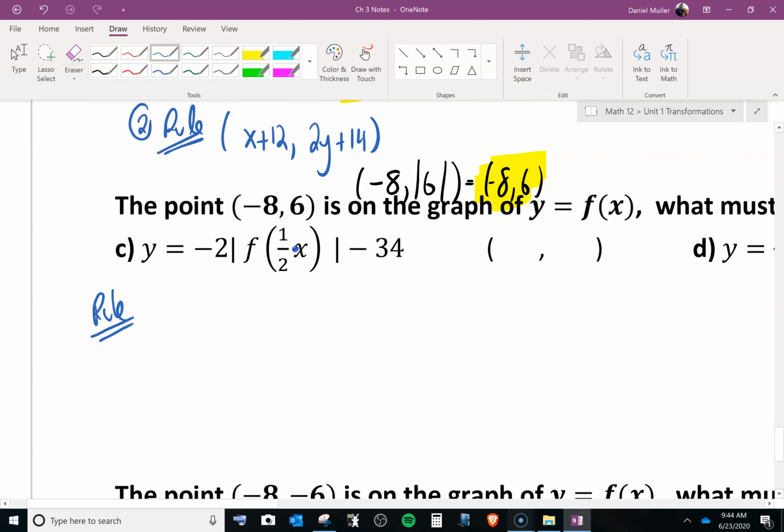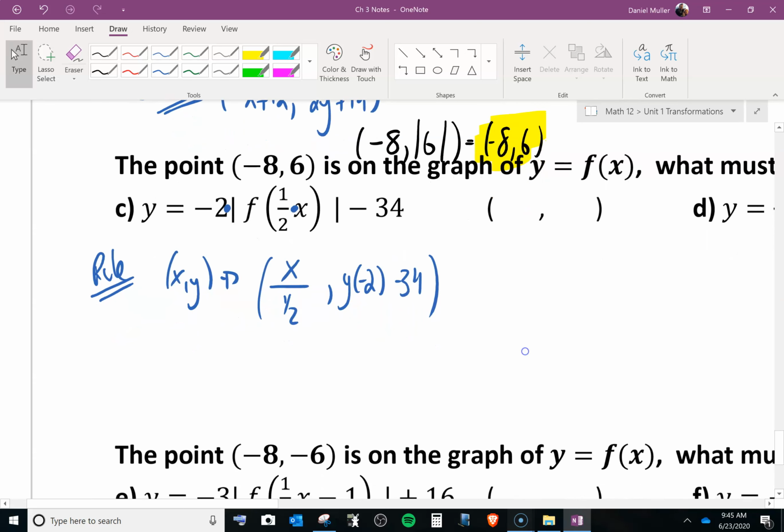So this says x times a half. So let me just write this part. It says times, so I'm going to do the opposite. I'm going to divide. X divided by a half. And that's it. There's no plus or minus. And then the y is timesing by -2. So we're going to times it by -2, and then we're going to minus 34.